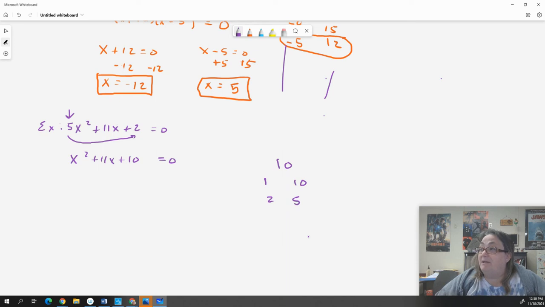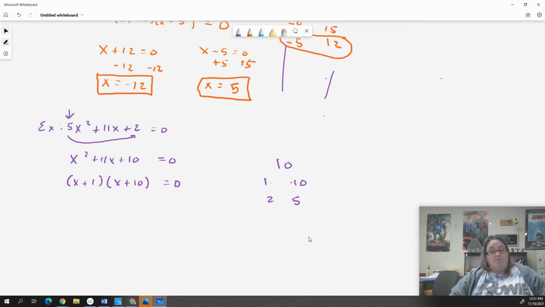And the two that add up to 11 are 1 plus 10. Everything is positive with this because everything is positive in the equation. So I'm going to have x plus 1 times x plus 10, right? And I'm going to have that set equal to 0. But before, remember, we multiplied by 2, so we have to divide that 2 out, right?